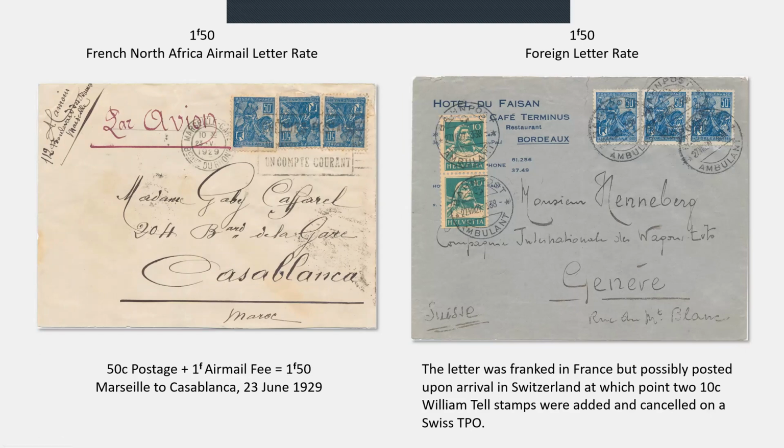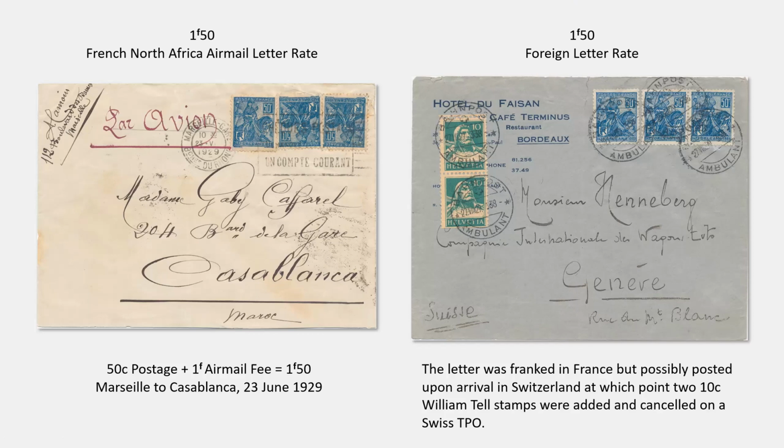As you probably appreciate, I'm gradually working my way up from single usage right up to multiple usage. Here we've got an example of three stamps on one cover, and that is simply paying the North African airmail rate. So 50 centimes for the postage and one franc for the airmail fee.